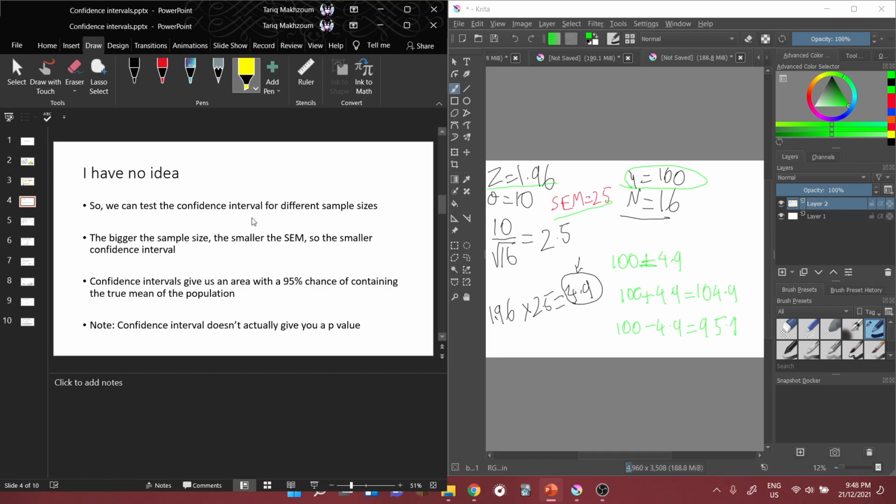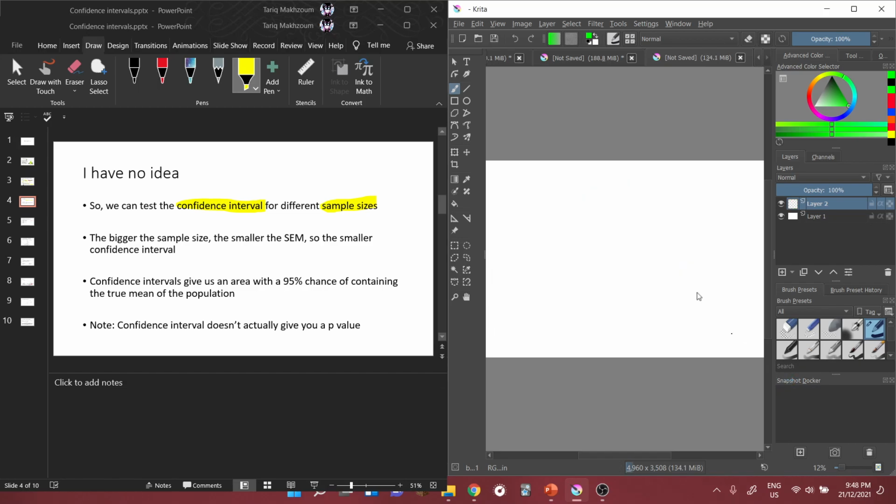And so one thing worth noting is that as you change the sample size, the confidence interval changes. Okay? So let me just get a new page. So previously we took a sample size of 16. Now let's keep the standard deviation the same, so that's going to be 10. And now we're going to have a sample size of 20. Okay, so n is 20.